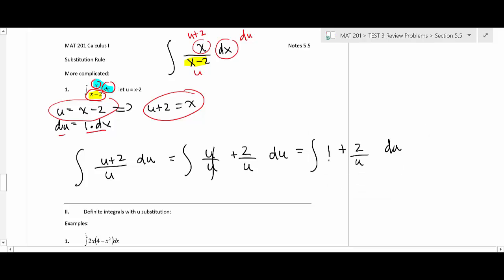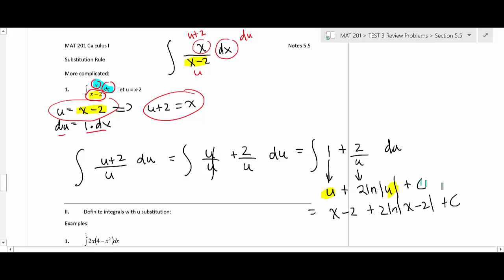All right, so what's the antiderivative of 1? Zero. u, not zero. If you're thinking zero, you're differentiating. If you take the derivative of u, you get 1, right? What's the antiderivative of 2 over u? 2 ln of u, 2 is a constant, then plus C. Now the last step is always the same on these problems: u is x minus 2, so everywhere you see a u in that antiderivative, you put x minus 2. So you get x minus 2 plus 2 ln of x minus 2 plus C, and that is the answer to that antiderivative.